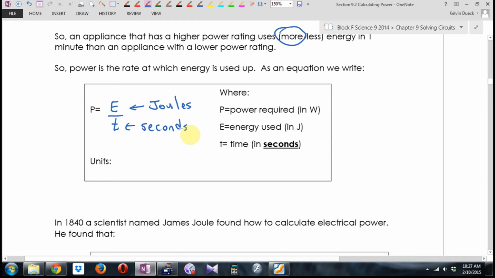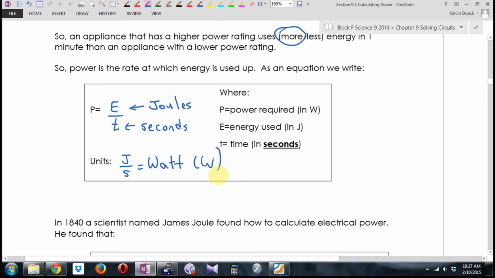What are the units for power? Well, technically, it's a joule per second, but we've given that a name. We call it a watt. Power is measured in watts. Named after a scientist whose last name was Watt.